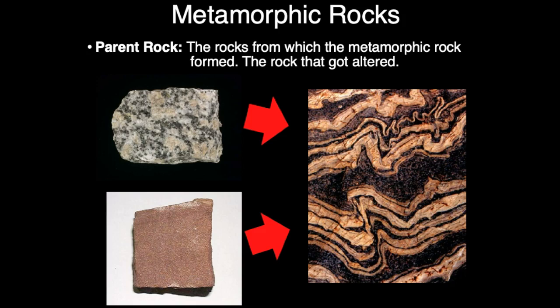So, because every metamorphic rock comes from another rock originally, each metamorphic rock has what we call a parent rock. In this slide, for example, both granite and sandstones transform into gneiss. So, gneiss has two potential parent rocks in this example, which can be granite or sandstone, for the most part, arkosic sandstone.